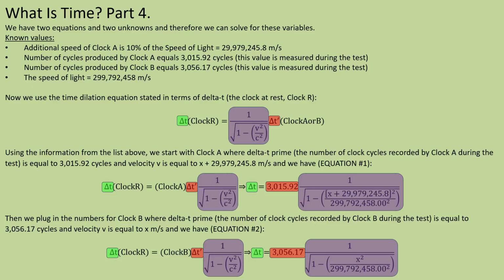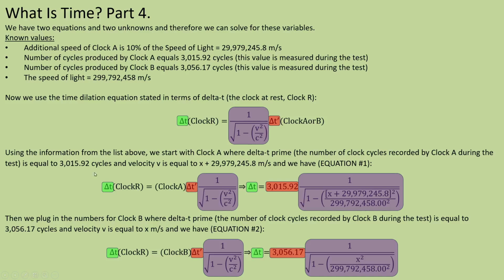We have two equations and two unknowns, and therefore we can solve for these variables. Our known values are the additional speed of clock A is 10% of the speed of light. The number of cycles produced by clock A during the test is 3015.92. The number of cycles produced by clock B during the test is 3056.17, and we also know the speed of light, which is a constant, 299,792,458 meters per second. Now we use the time dilation equation stated in terms of delta t, or the rest clock, clock R. And here we have that equation, and we'll plug in the different values to get two equations, equation number 1 and equation number 2, one for each clock, clock A and clock B.